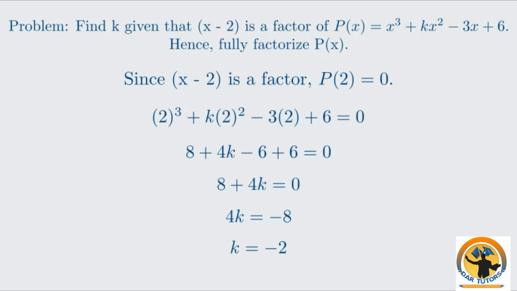Now that we have k, we know the polynomial is p of x equals x cubed minus 2x squared minus 3x plus 6. We also know that x minus 2 is a factor. To find the other factors, we can divide p of x by x minus 2. We can use either long division or synthetic division. Let's use synthetic division as it's often faster.